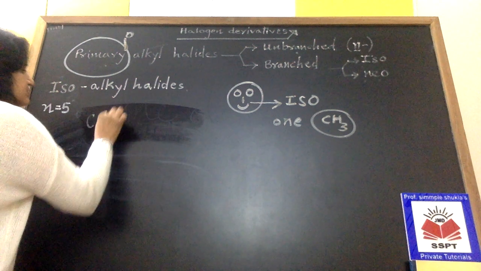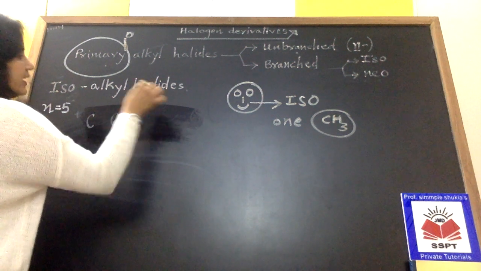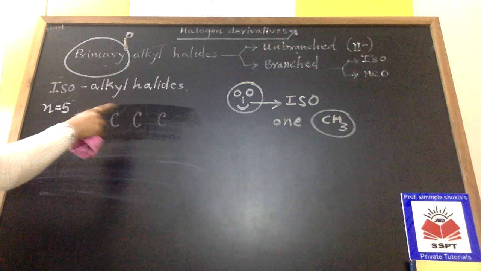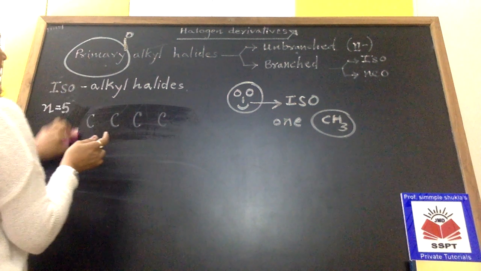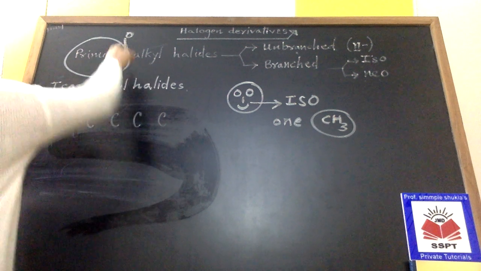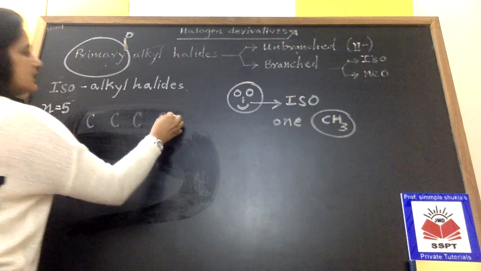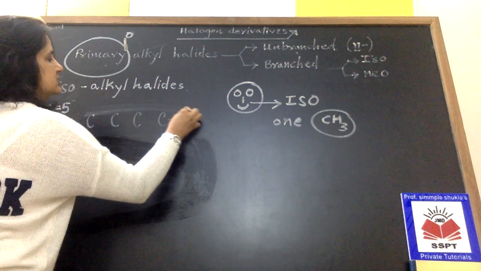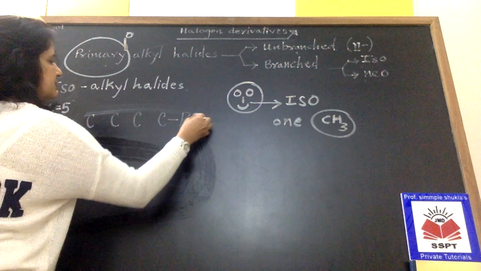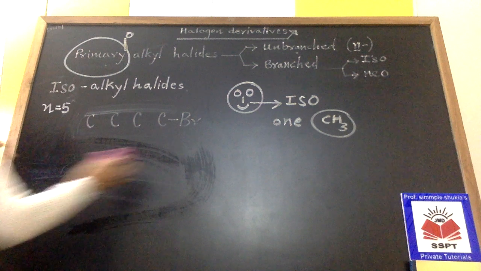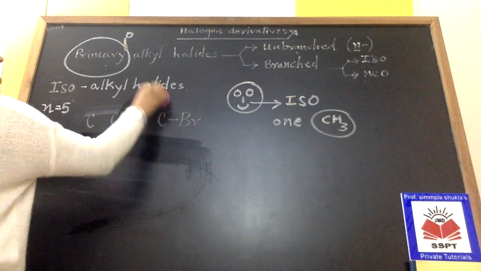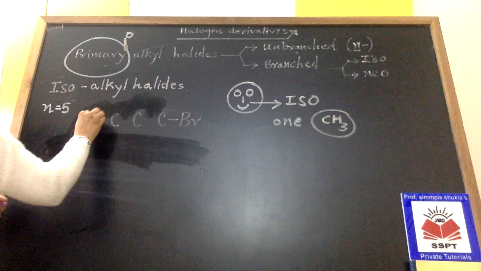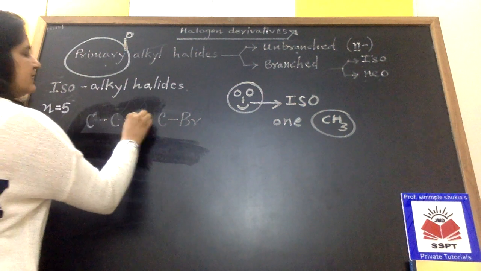1, 2, 3, 4. So 4 carbons I have written. Now first I will write the functional group, because the functional group is on the primary carbon. I have written the functional group here on the primary carbon. Let us write bromine, and all these are single bonds I have made.